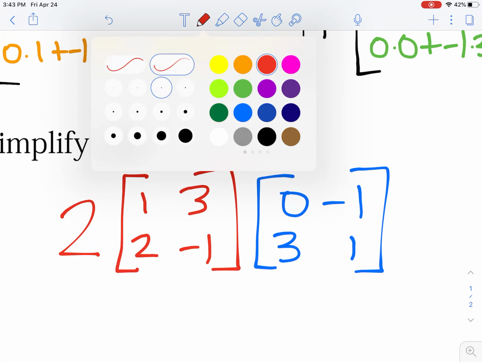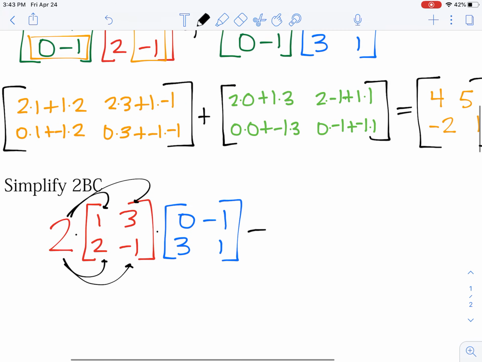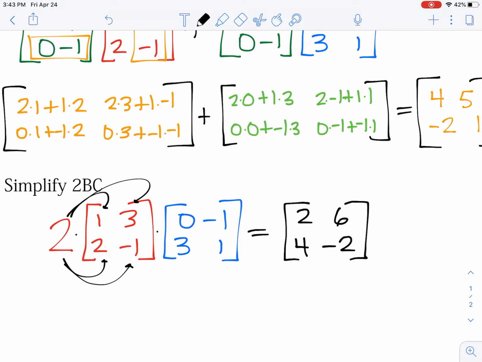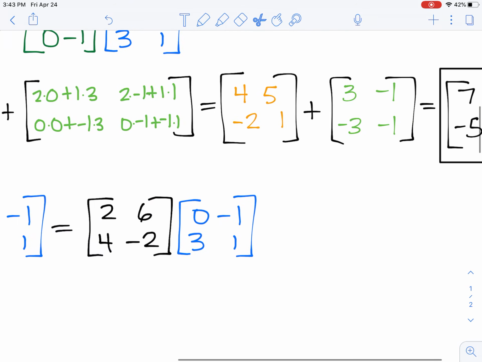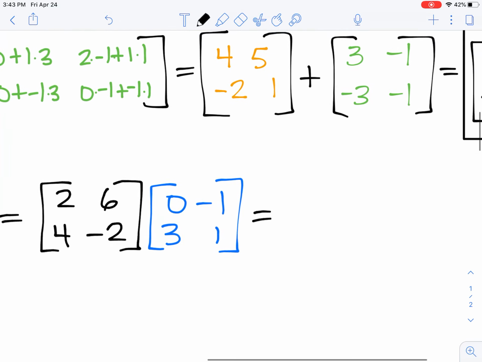All right, so I'm just going to go left to right. With the commutative property, you can multiply technically in any order, but we're going to go ahead and just do the scalar first. So it's going to multiply into this first one, just kind of like the distributive property, which should give us 2, 6, 4, and negative 2. Just going to go ahead and copy and paste the second one. Then we're going to do our multiplication of two 2x2s.